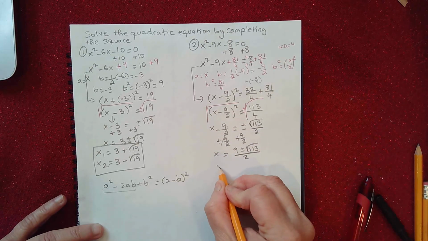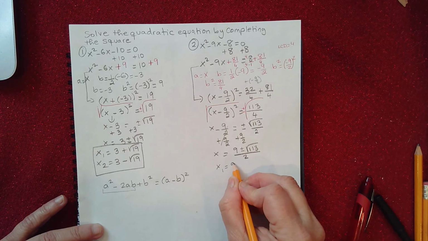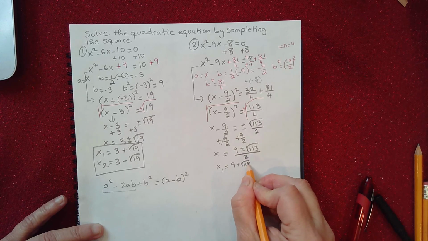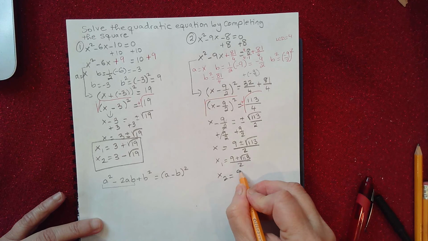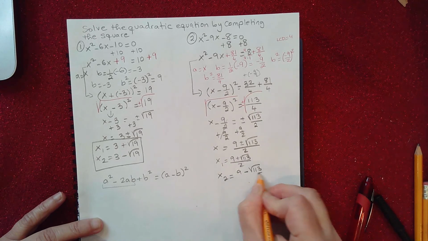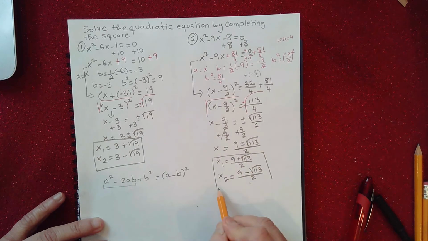So now my two solutions are 9 plus the square root of 113 divided by 2 and 9 minus the square root of 113 divided by 2. And here are my two solutions for the equation.